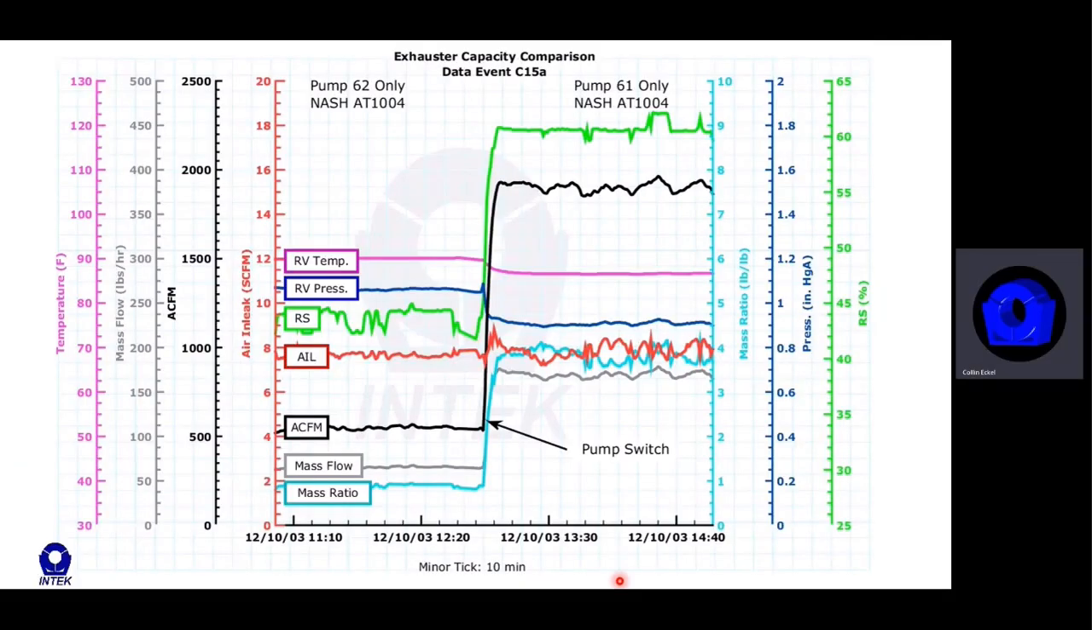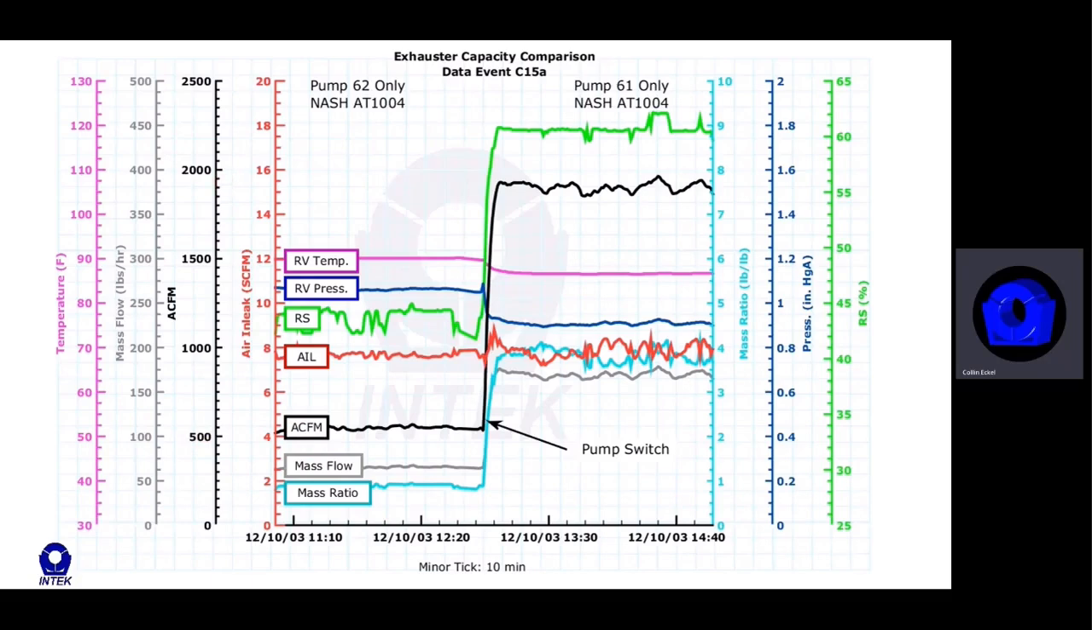The data from the pump swap is here. Now for an LRVP, we want to focus on volumetric flow rate, or ACFM, which is this black line here on this axis. The left side of this plot is the pump that he questioned. They're labeled pump 62. So he was running, collected the data with pump 62, performed his pump swap here. So now he's running pump 61 only over here. And you can see the ACFM, actual cubic feet per minute, went from about 500 up to almost 2,000.